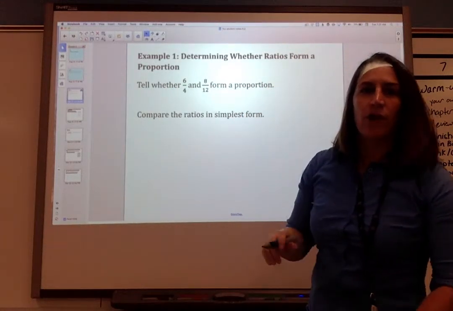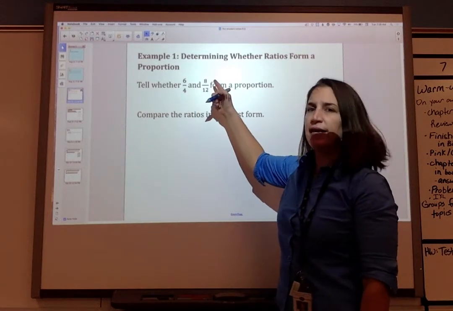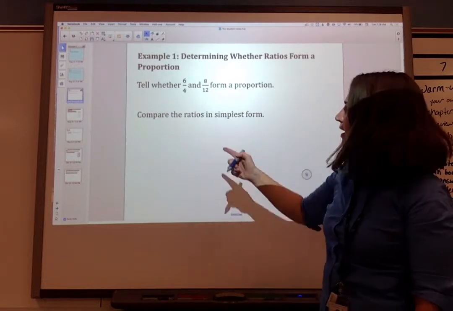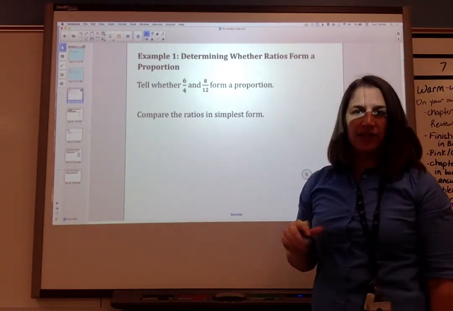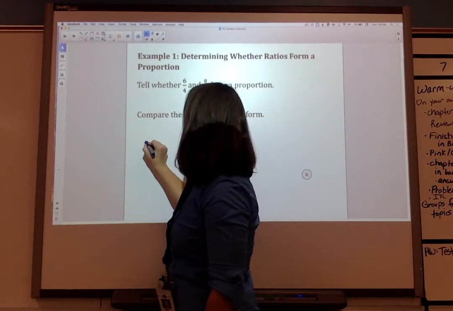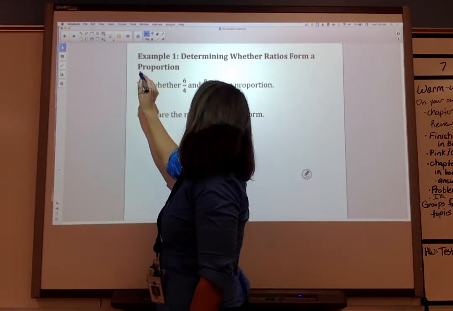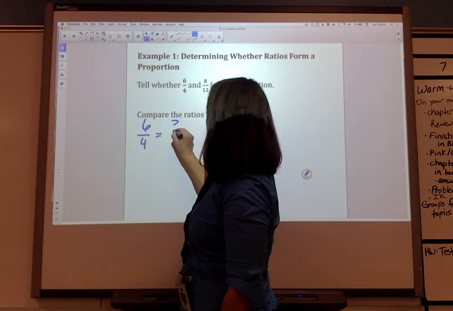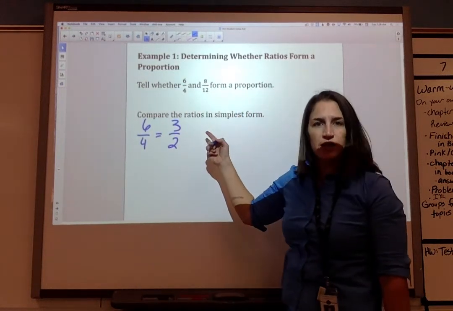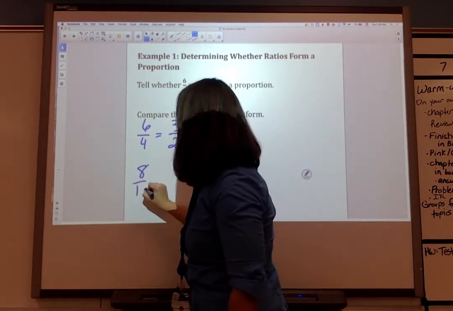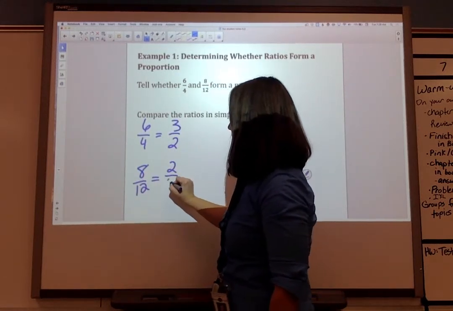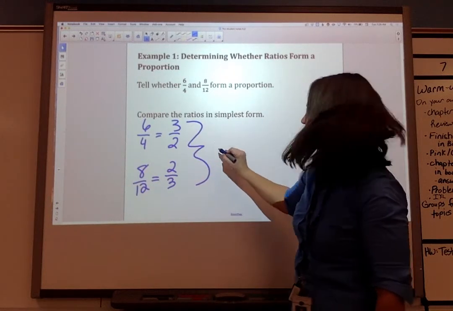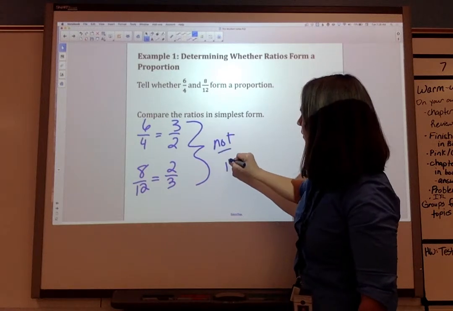Our first example, we're determining whether 6 over 4 and 8 over 12 form a proportion, if those two ratios are proportional. We're going to do that by comparing the ratios in simplest form. So 6 over 4 will reduce to simplest form, which is 3 over 2. And then we'll do the same thing for 8 over 12. In simplest form is 2 over 3. So we can tell by comparing these two ratios that they are not proportional.